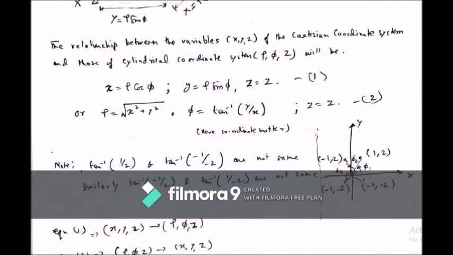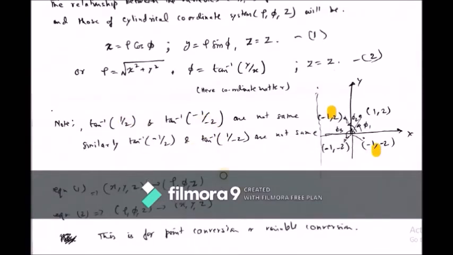Similarly, tan inverse of minus 1 upon 2 and tan inverse of 1 upon minus 2 are not the same. For minus 1 upon 2, x is negative and y is positive; for 1 upon minus 2, x is positive and y is negative. I have written it wrongly here, it should be 1 comma minus 2, so please rectify it. This angle is between 90 and 180, and the other is between 270 and 360. So take care of this whenever you convert from one coordinate system to another.